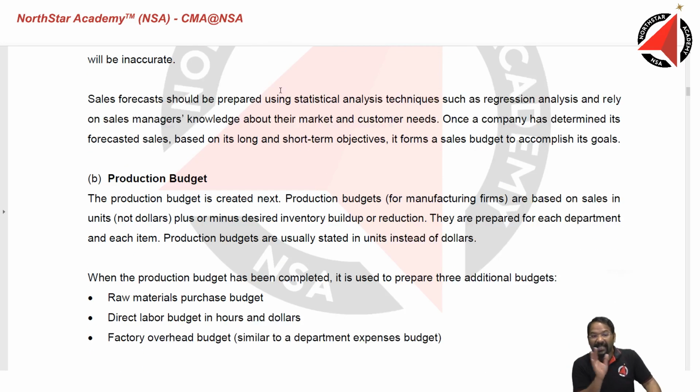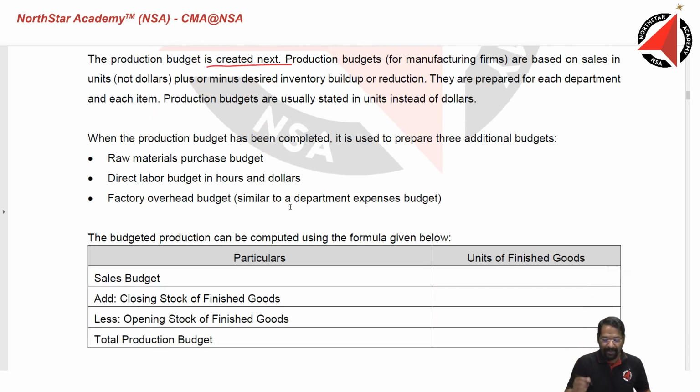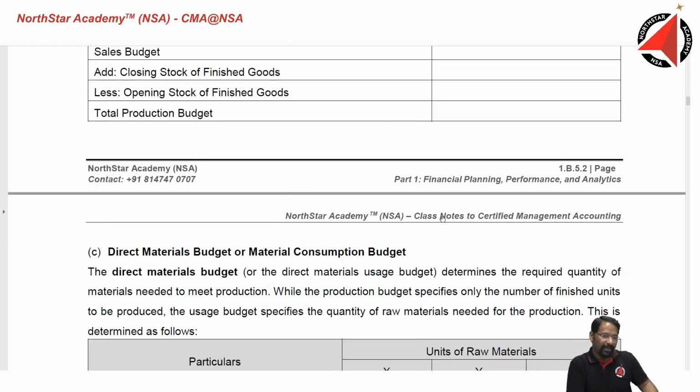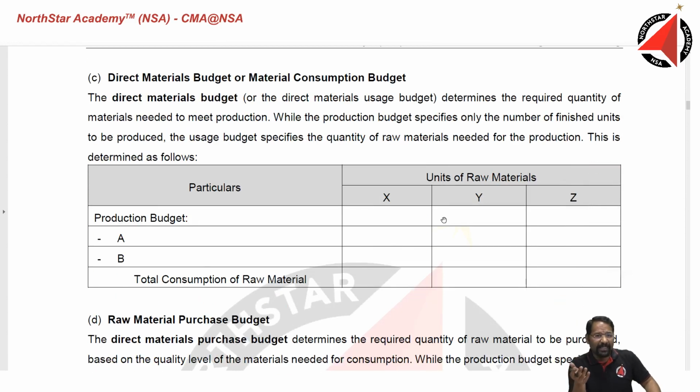All right, next budget that we prepare is production budget. What all do we prepare? So we prepare raw material purchase budget, direct material budget, factory overhead budget. We have so far discussed only raw material budget. We have not discussed these two. It's okay, we are going to talk about it. What is zero based budget? I will talk about it a little later.